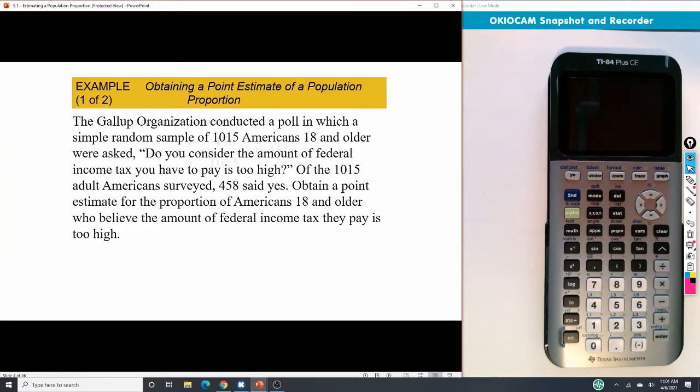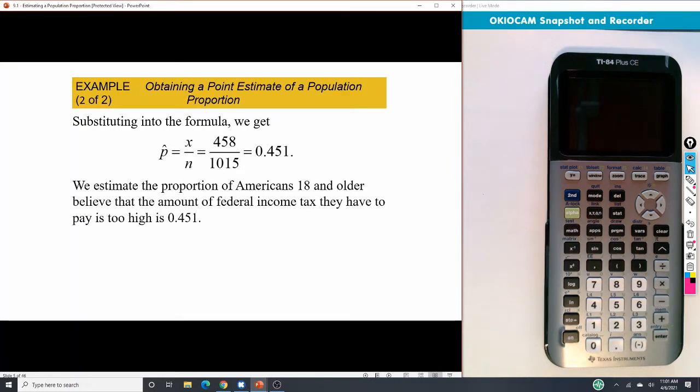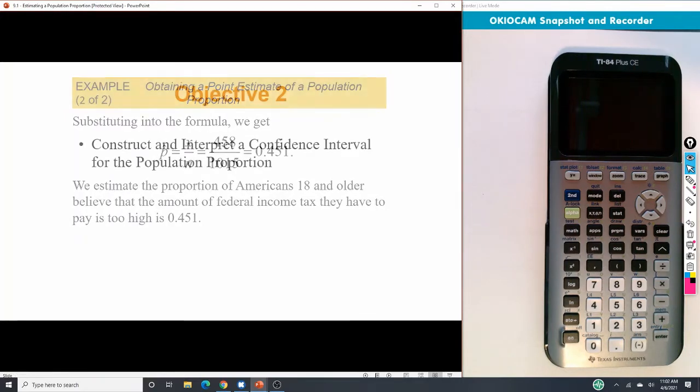Okay, so our point estimate there, p hat, is just going to be 458 divided by 1,015, and so we get 0.451 for that. Okay, so we would estimate that Americans 18 and older believe that what they have to pay is too high, and that it's a 0.451 proportion of those people.